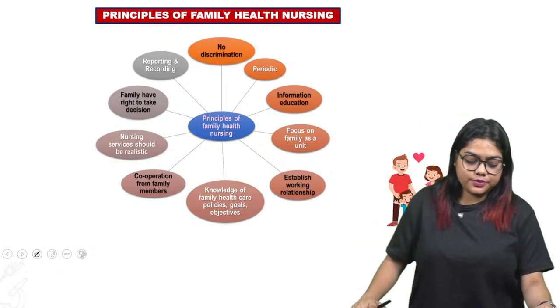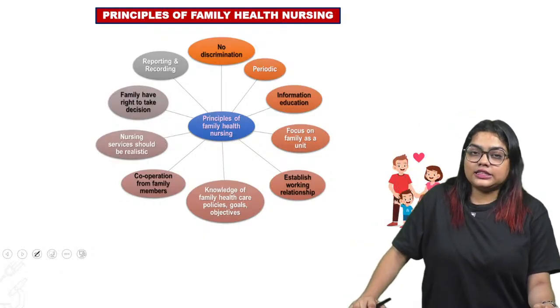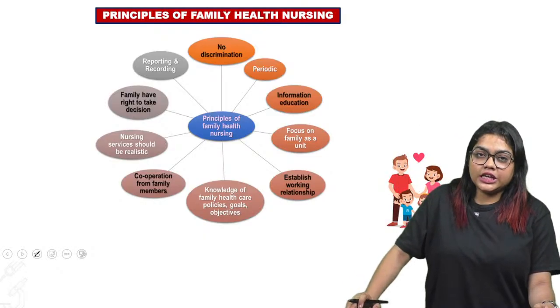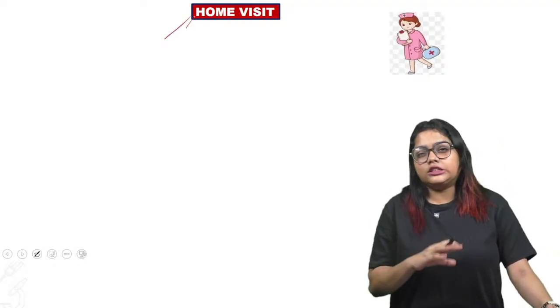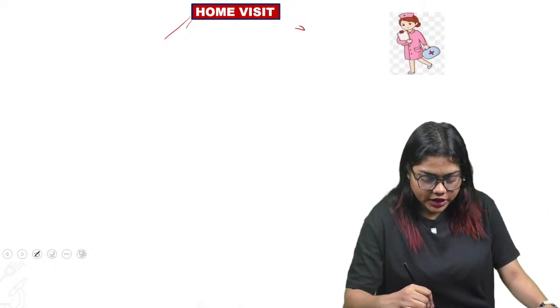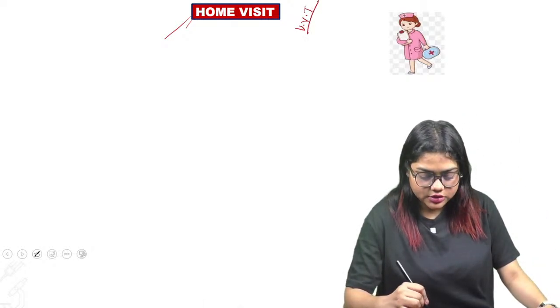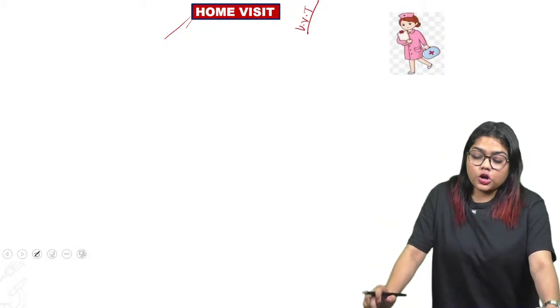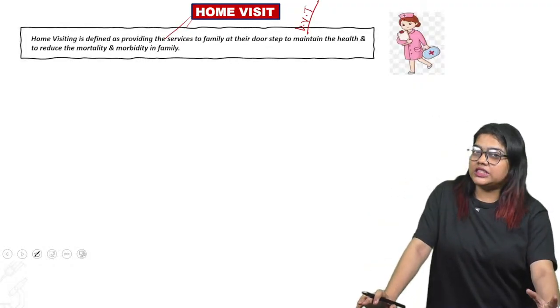So these are the principles that, as a nurse, we have to keep in mind while we are doing family health nursing. Next is home visit. This has come at least 3 to 4 times in the last 10 years, if you see. This is a very important question. Don't forget it. This is a very important question. So what is a home visit?